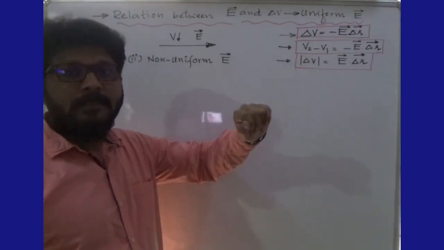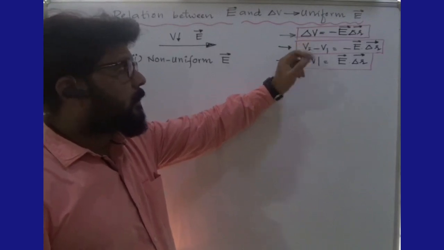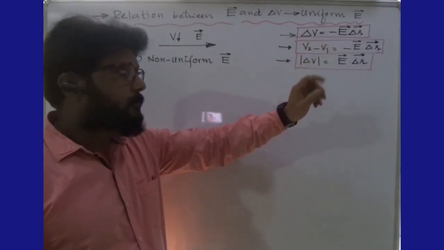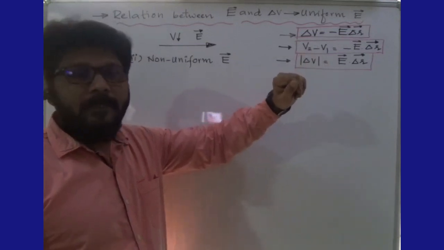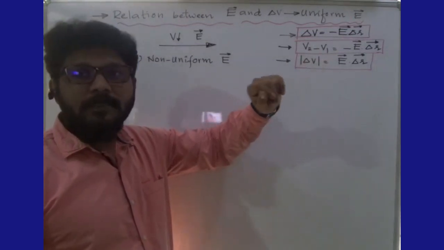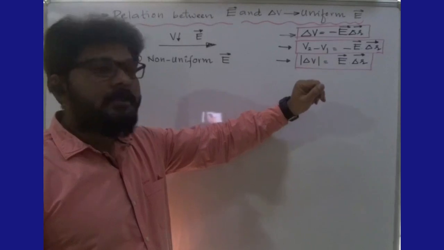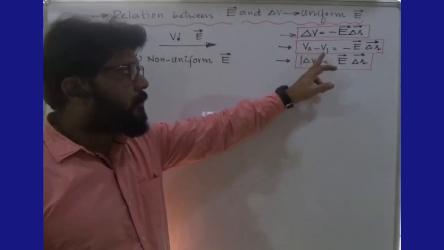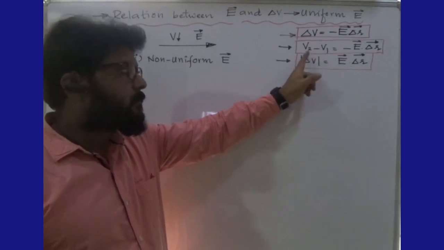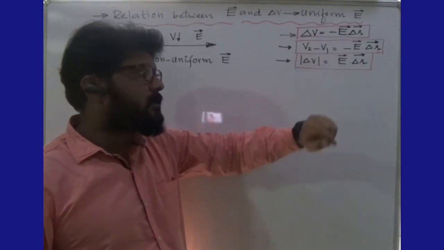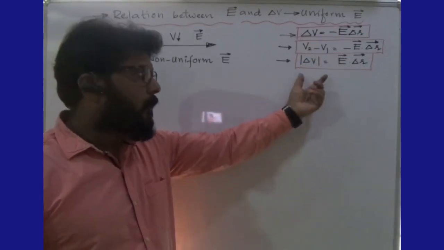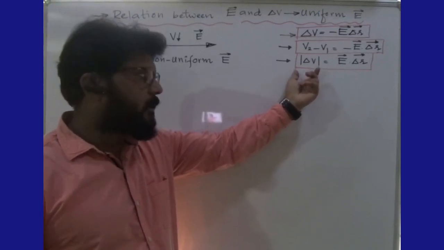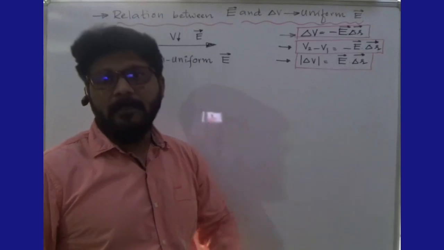in the last class we studied delta V is equal to minus E into delta R. Between 2 points, if I take the distance between 2 points as delta R, and E is the electric field intensity, this can also be expressed as V2 minus V1 is equal to minus E into delta R. Or with magnitude, we solved most of the problems by taking magnitude E into delta R.